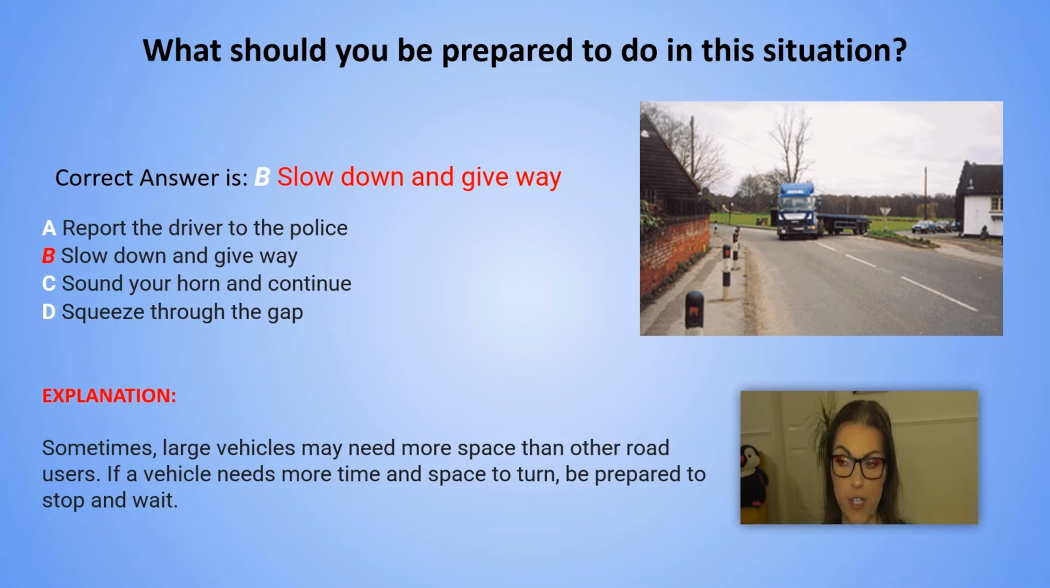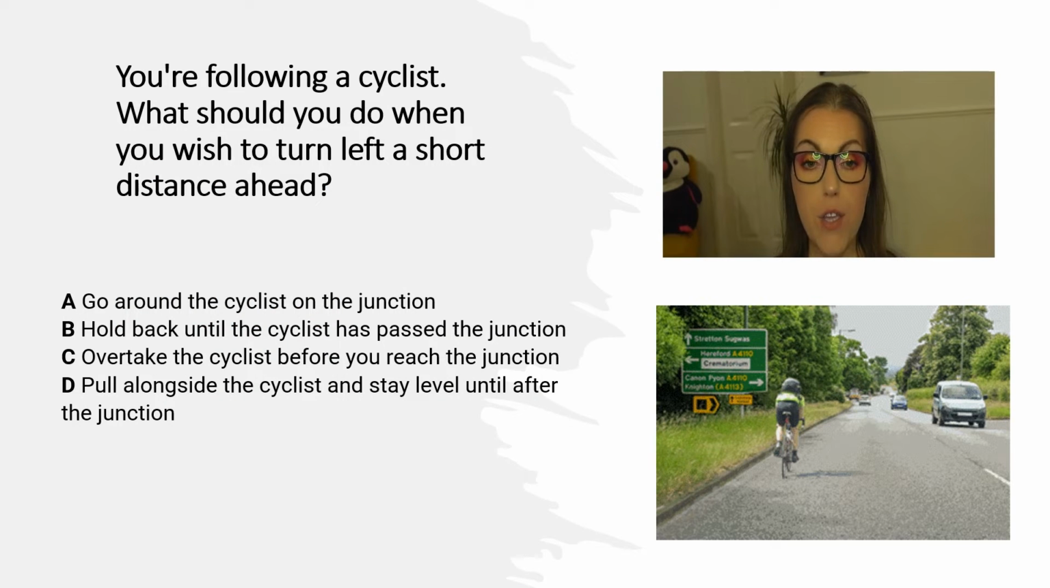Next question. You are following a cyclist. What should you do when you wish to turn left a short distance ahead? A. Go around the cyclist on the junction. B. Hold back until the cyclist has passed the junction. C. Overtake the cyclist before you reach the junction. Or D. Pull alongside the cyclist and stay level until after the junction.